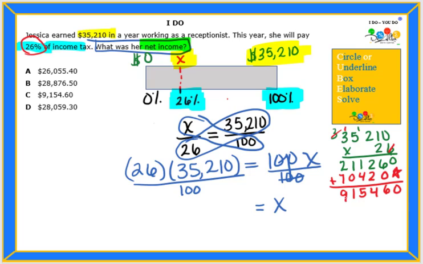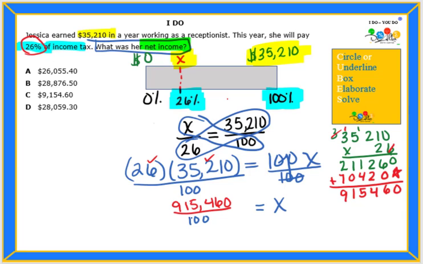And we're going to go back and look. None of these numbers had a decimal right now. Okay? But this is the top part. This right here is the top part. We just multiplied this number times this number. So we have 915,460. And we still have to divide by 100.